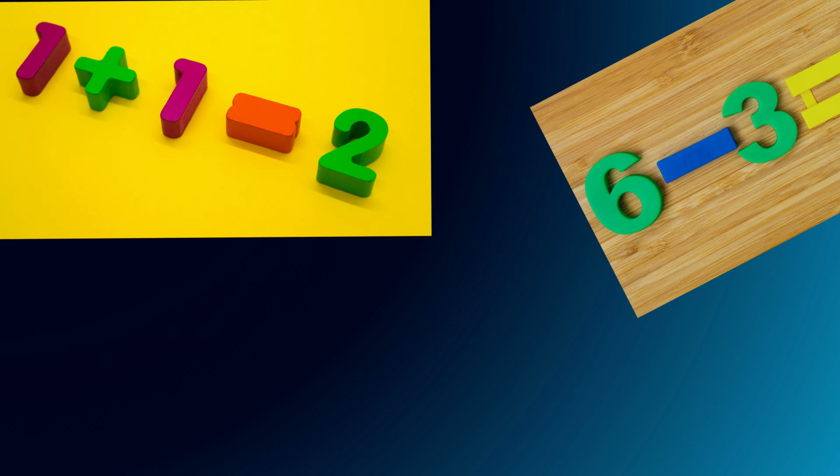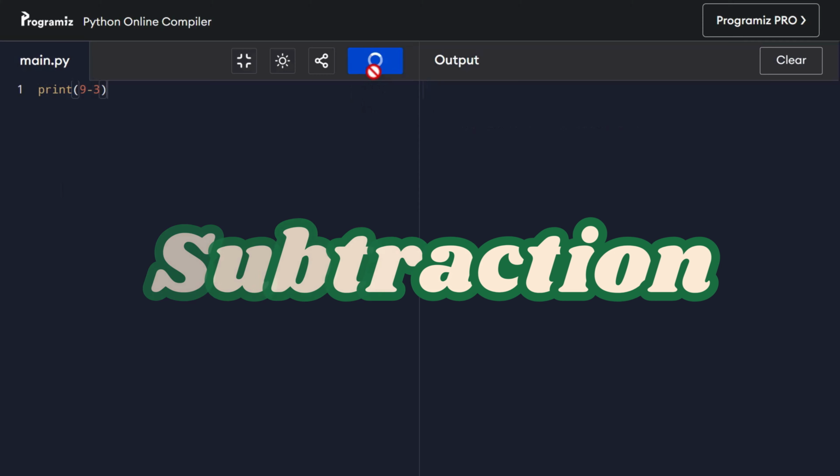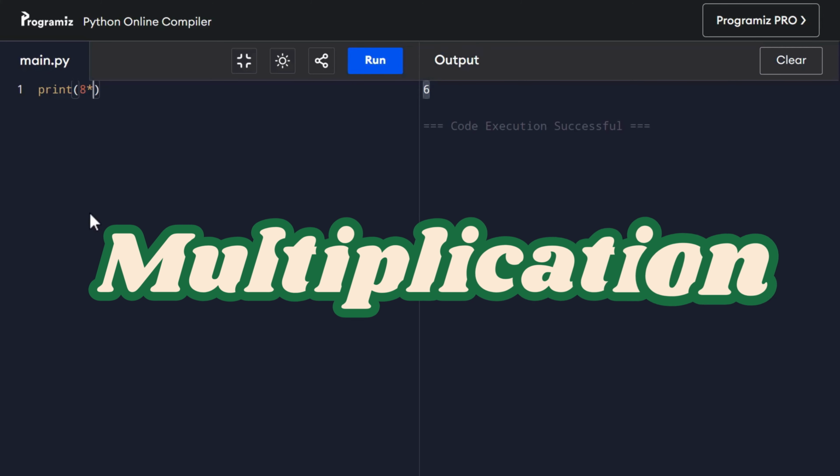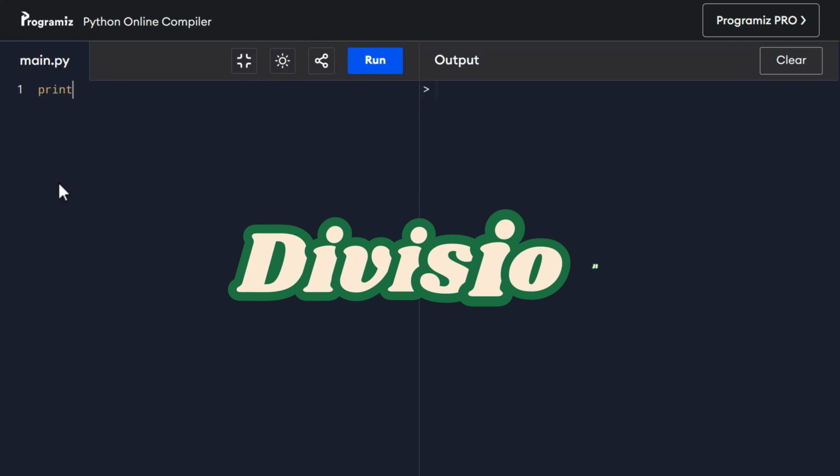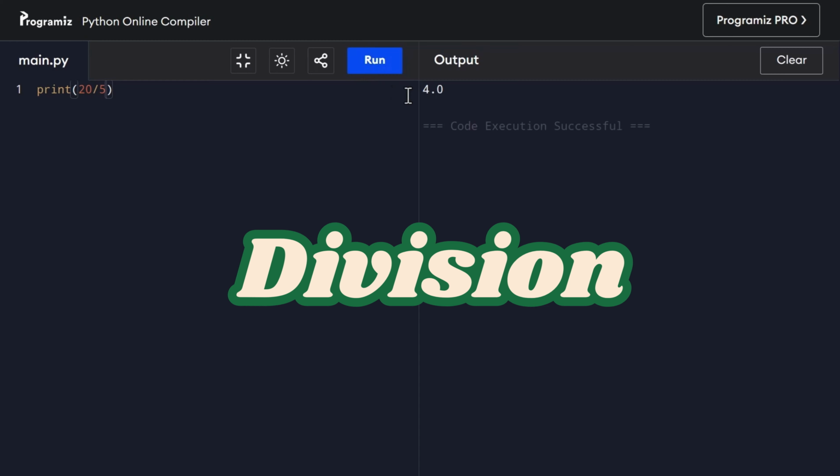Ever used a calculator for your homework? Well, guess what? Python can do that too, and it's even more fun. Python can add, subtract, multiply, and divide just like your calculator. Let's do some math magic.